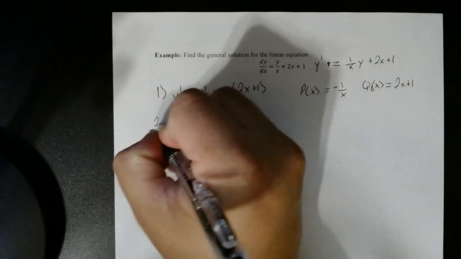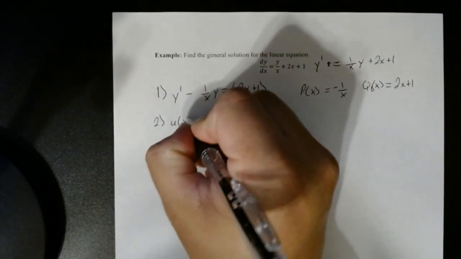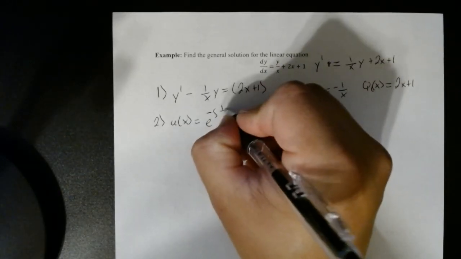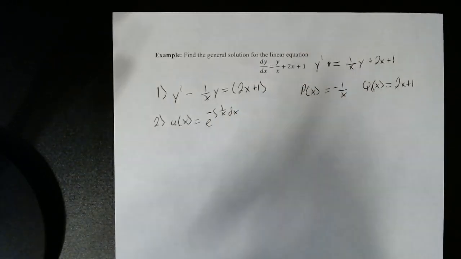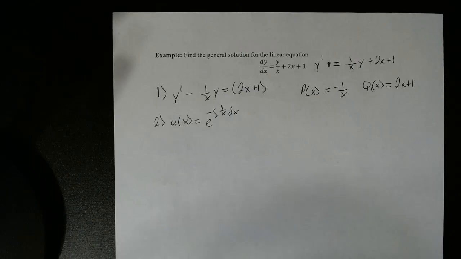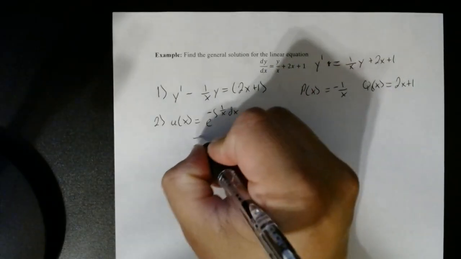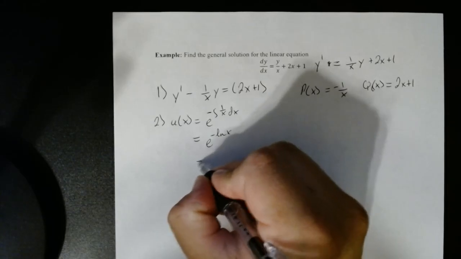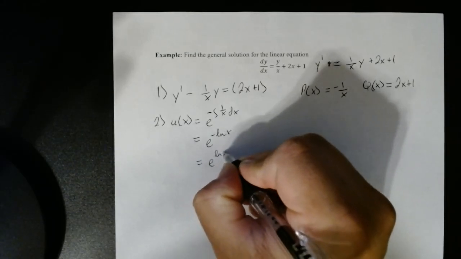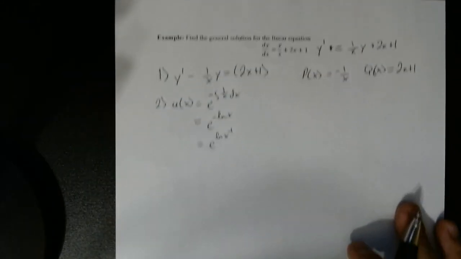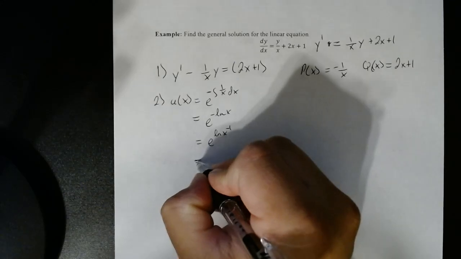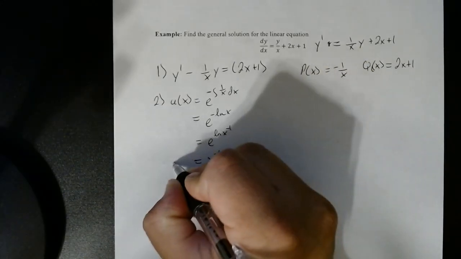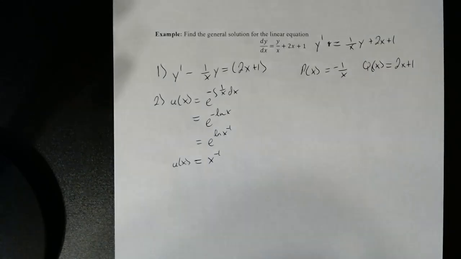Okay, so now we go to step 2. Find an integrating factor. Bring this on the outside. Which ends up being e to the negative ln x. And if you notice, there's a bit of a pattern with ln's and e's. We just get x to the negative 1 power.